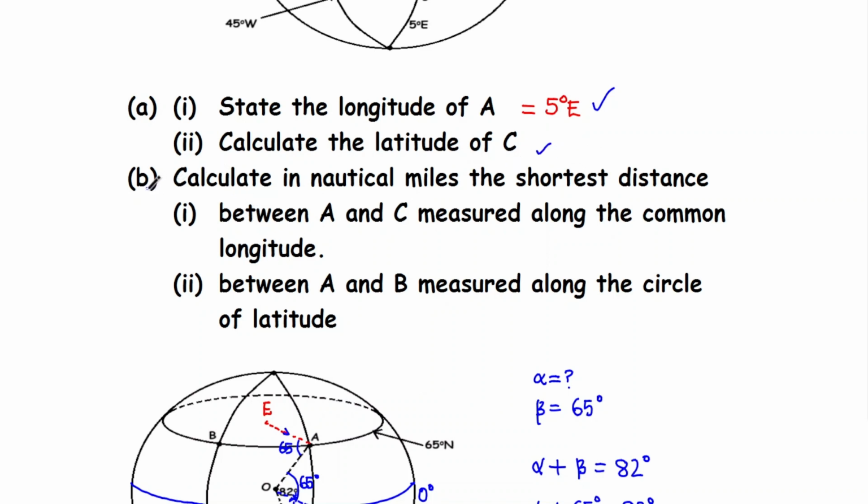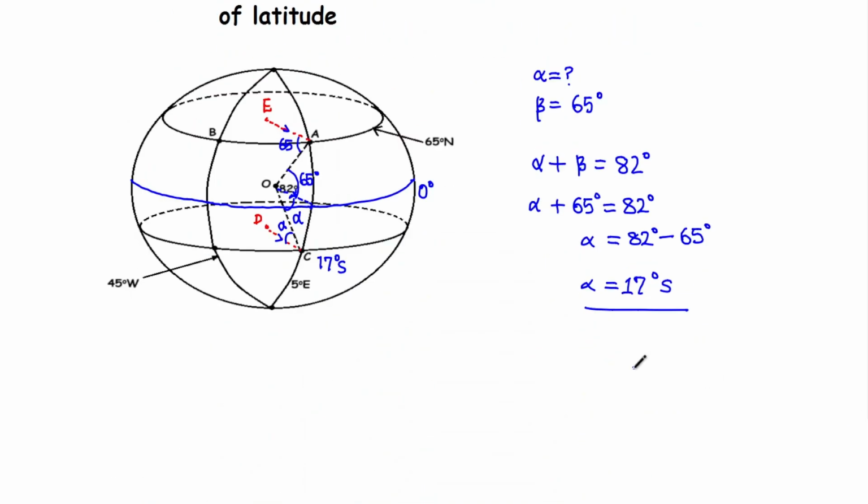Now let's move to part B of the question: calculate in nautical miles the shortest distance, number 1, between A and C. So the shortest distance is this part. Since we already understood what we have here, I'm going to erase this notation I've just given for us to have something clean again. So here let's maintain our 17 degrees, this line down here.